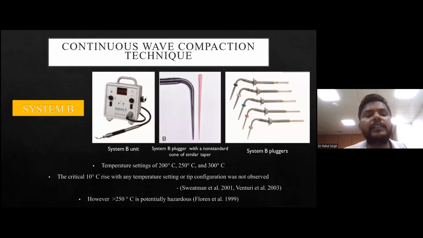So the advantage in System B is that this machine is computerized. It automatically detects if you are increasing the temperature too high, and automatically decreases the temperature to what is most probably satisfactory within the tooth. However, more than 250 degrees Celsius is a potentially hazardous temperature, and the tooth can't tolerate that temperature.